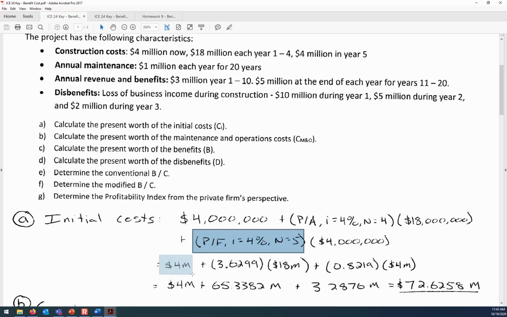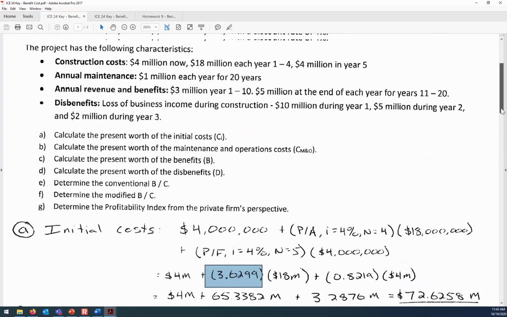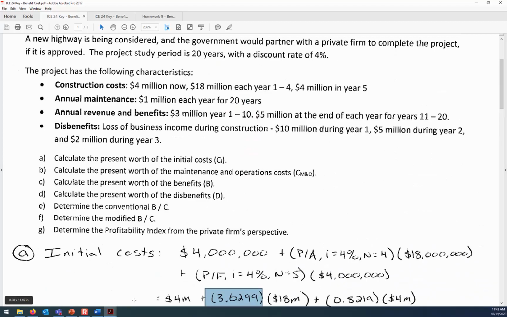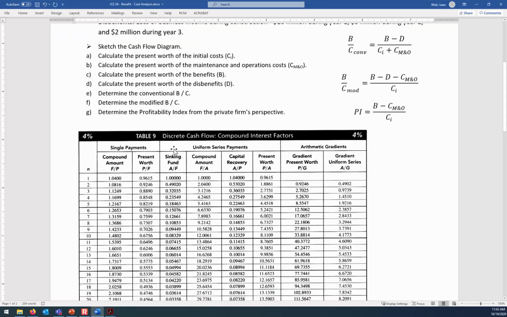So it's 4 million already at the present. There's the 18 million per year that's multiplied by the factor 3.6299, because that's the lookup factor for 4 years, 4%. If we go to the P/A column, here it is, 4, so 3.6299 right there.